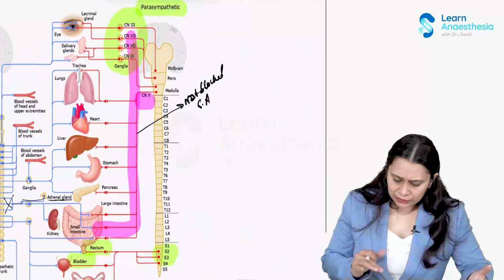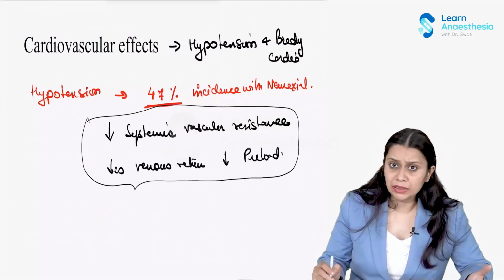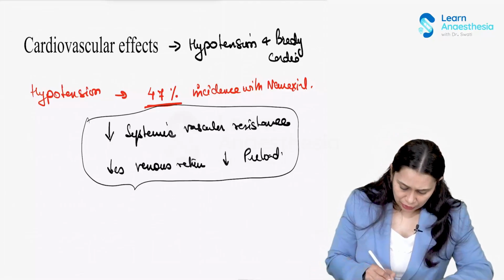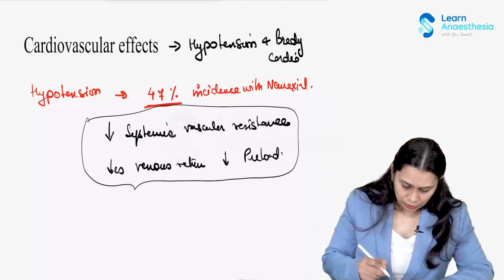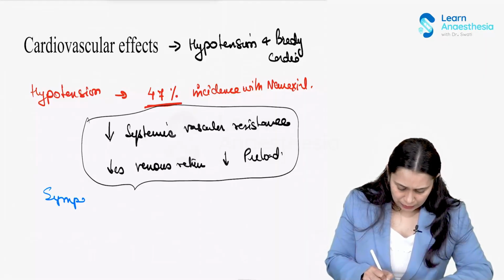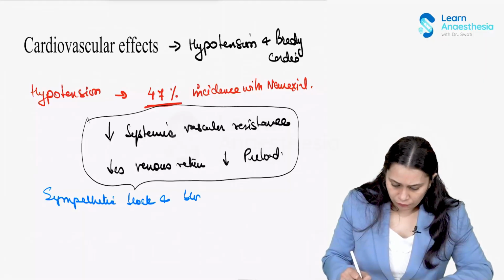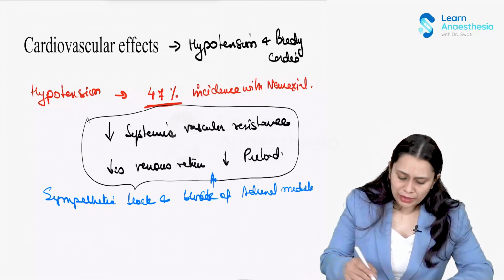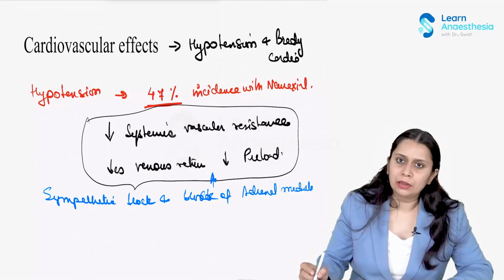Because of blockage of this adrenal gland and the sympathetic nervous system, and other sympathetic fibers which maintain the tone of the blood vessels, we are getting hypotension and bradycardia. So, sorry, firstly hypotension. So sympathetic block and block of adrenal medulla, right? Both cause this hypotension. Now there are certain risk factors in which the risk of hypotension is even more.